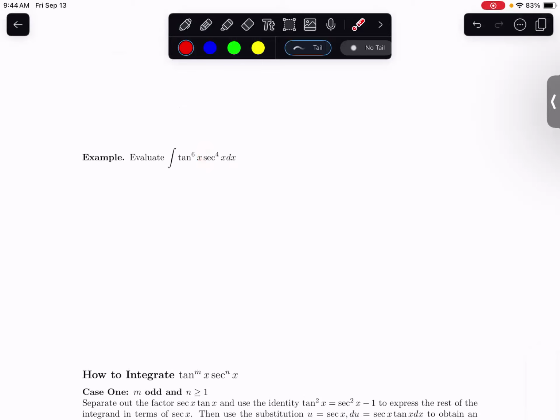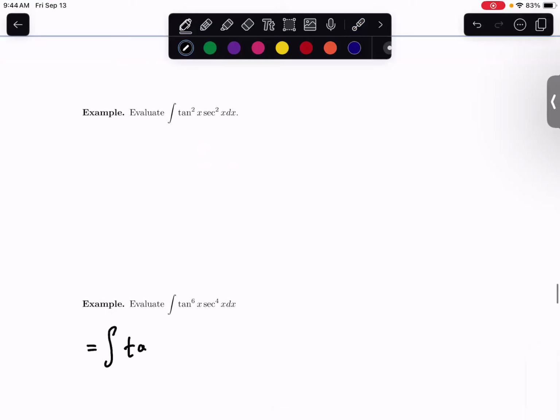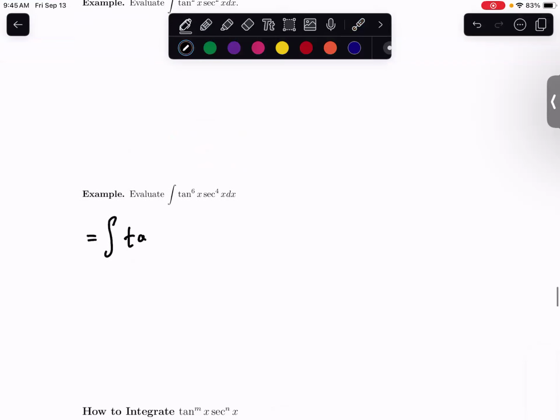So it makes sense to write out the integral in the following way. I'm going to go a little bit fast here. The next example is kind of easy. You let u be equal to tangent. You get secant squared of x dx as your du. It's more basic. So this one's a little bit more interesting.